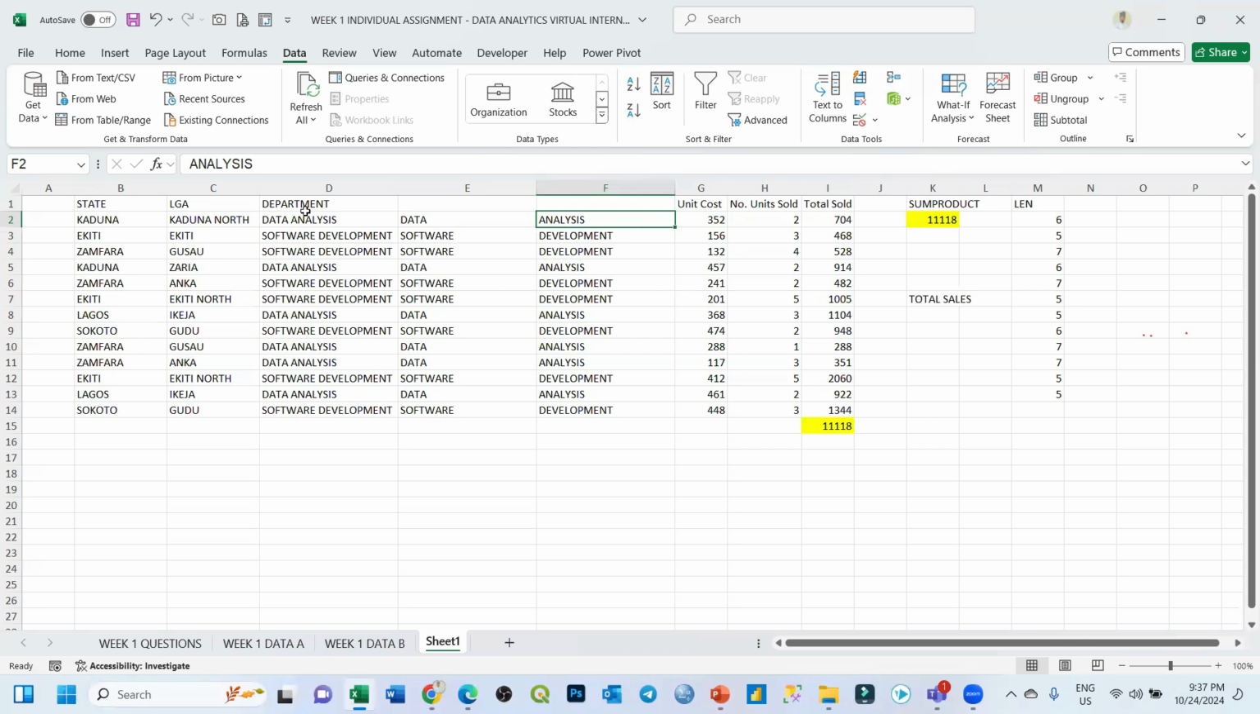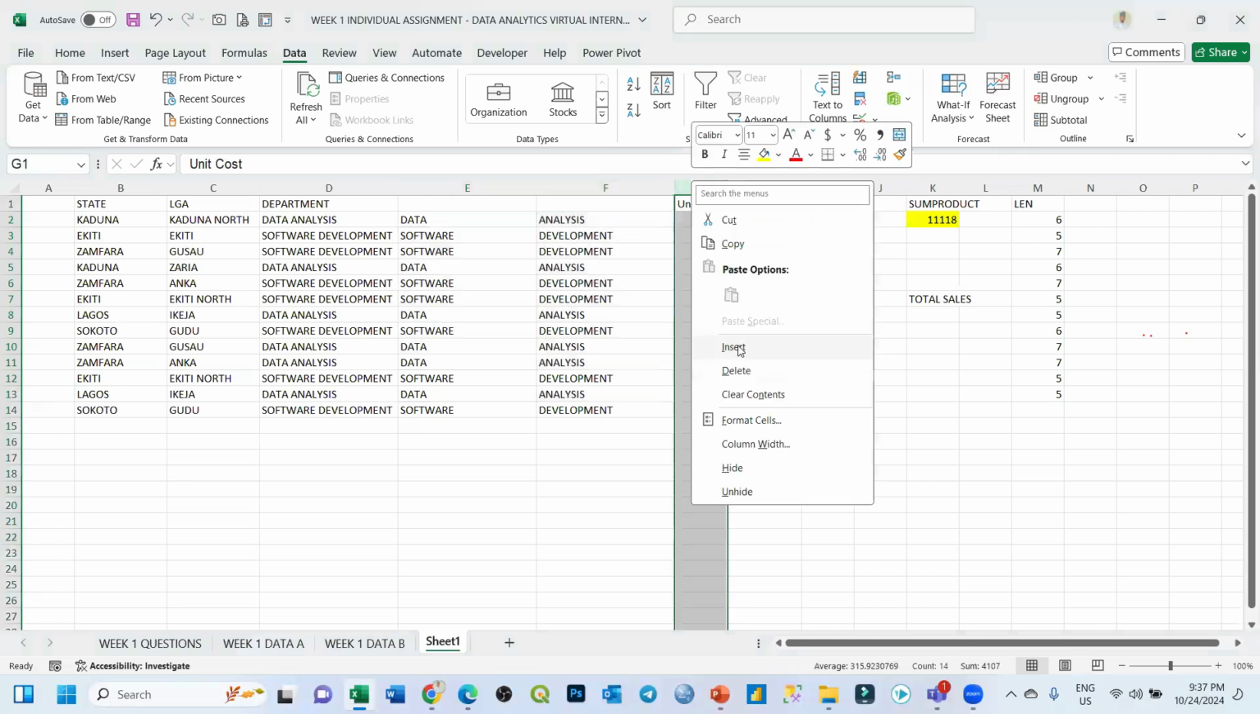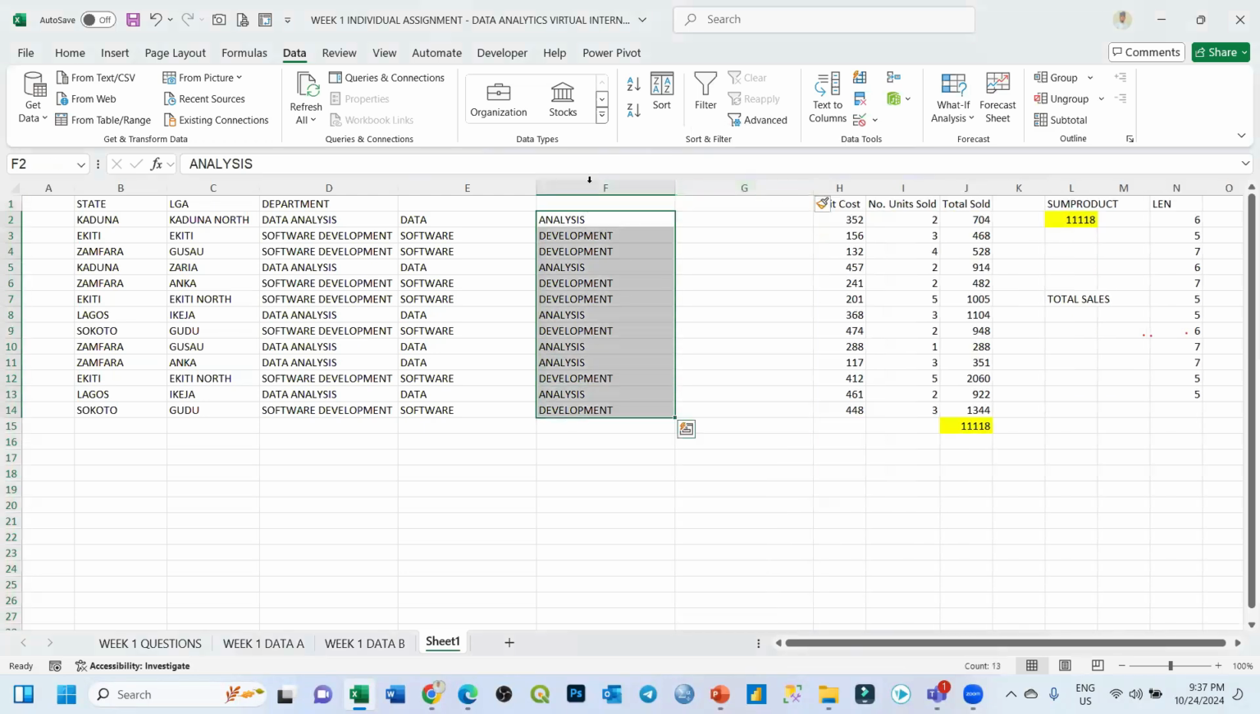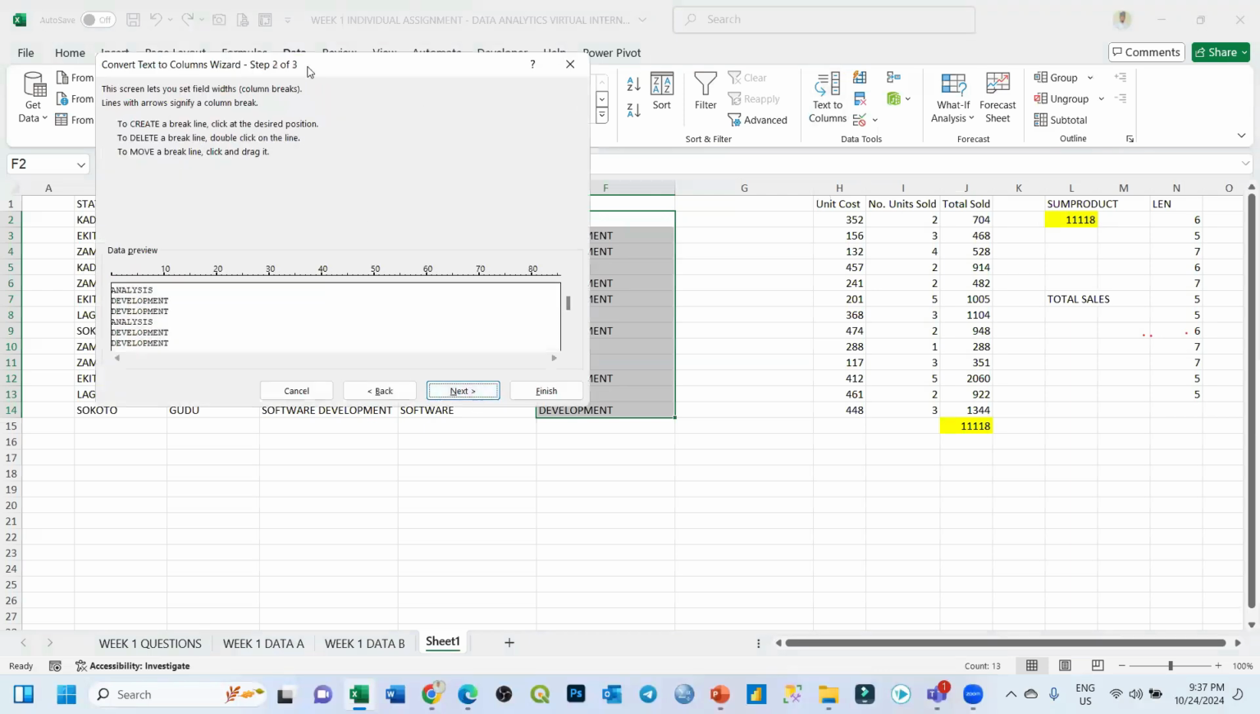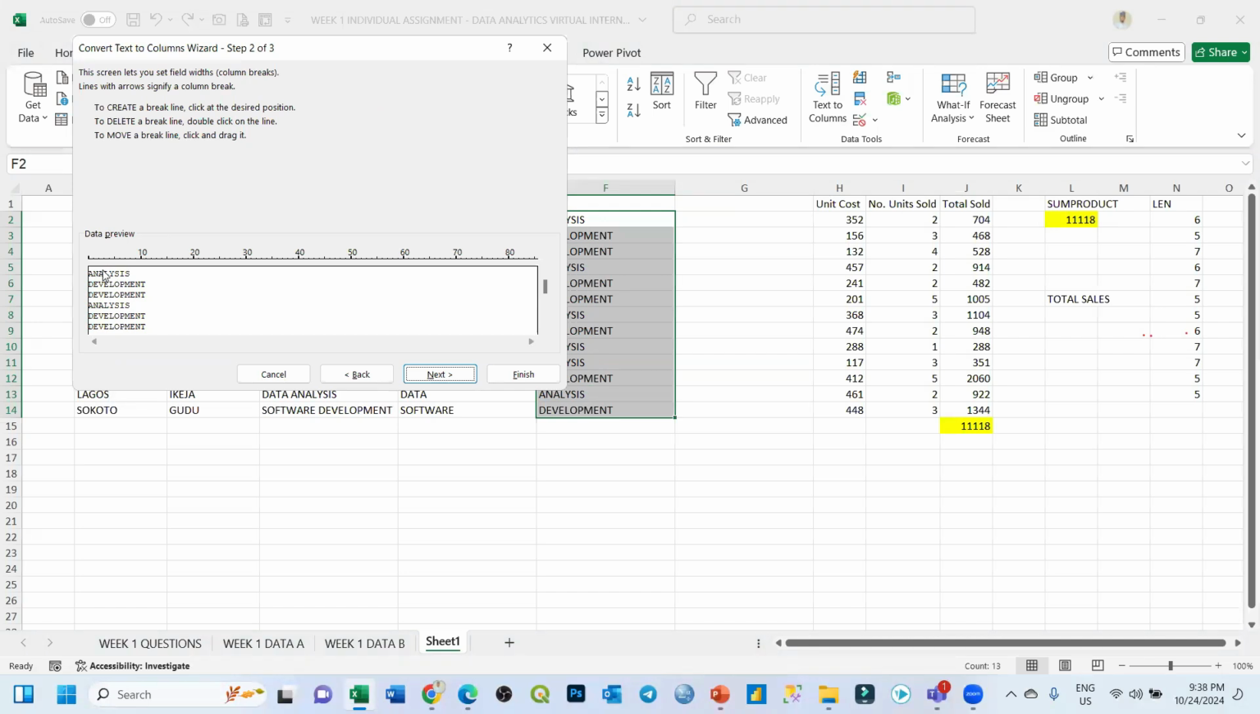So again, we can have a particular space where we want to separate the data. For example, now let me highlight here. Let me create another column, sorry. Now let me go to text to column. Now I want to use this fixed width. So now let's say I want to cut from only three characters. I want to cut from three characters of all.